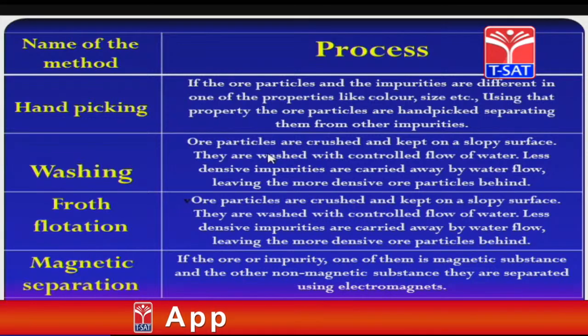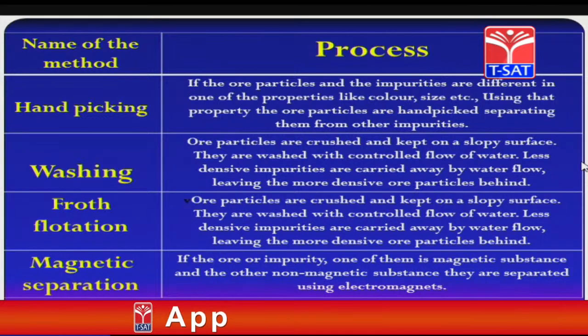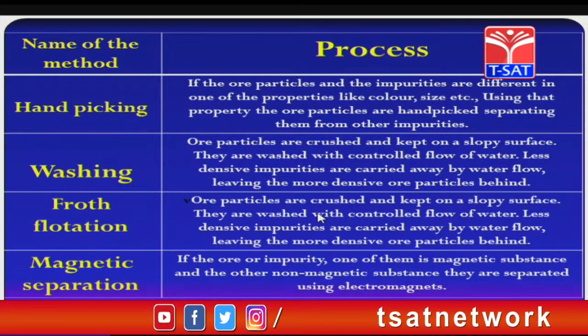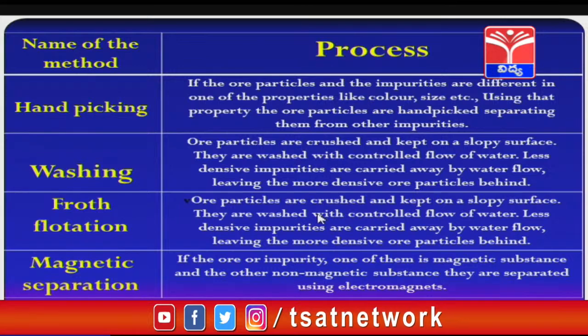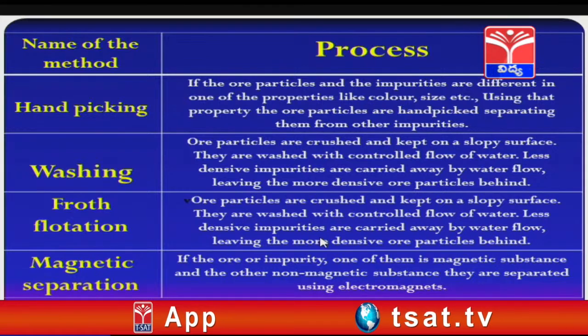Washing of the ore can be done. How? We crush the ore and allow the ore particles to flow along with the water. Ore particles will settle down as they are heavier and the lighter impurities will go along with the jet of water. And then the next method we have seen, froth flotation. In froth flotation mainly sulphide ores can be cleaned. Here ore particles are crushed and kept on a sloping surface, they are washed with a controlled flow of water, and then less dense impurities are carried away by the water flow, leaving the denser ore particles behind.